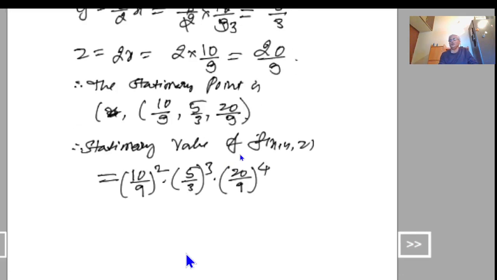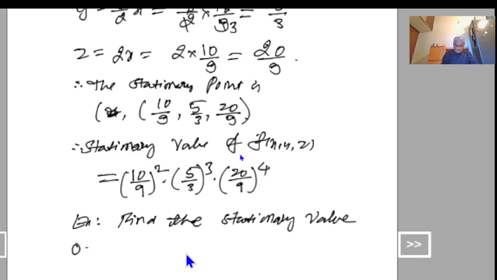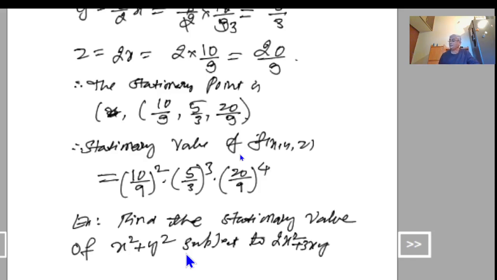Next example. One more example. Find the stationary value of x square plus y square, subject to the constraint 2x square plus 3xy plus 2y square equal to 1.